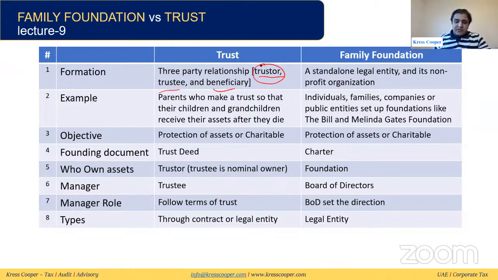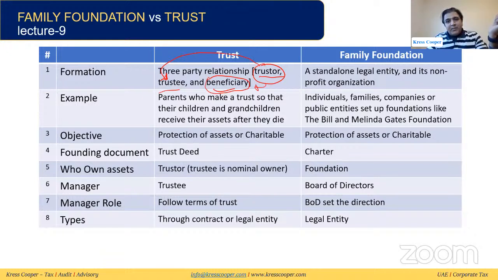The trustor has some sort of asset. These assets will be transferred to the trustee. The trustee will have the nominal ownership. The actual ownership of the assets will remain with the trustor. The trustee will manage the assets for charitable purposes and for the protection of the assets, and at the end these assets will go to the beneficiary. Once these assets are transferred to the beneficiary, the trustor will transfer the ownership in the name of the beneficiary. So basically, it is a tri-party relationship: trustor, trustee, and beneficiary. The actual owner is the trustor, and on a temporary basis the assets will be transferred to the trustee.